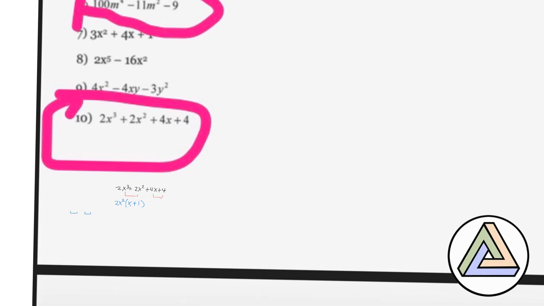All right. So if you're not sure, ask yourself 2x squared times what gives me this? Well, that would be x. 2x squared times what gives me this? Well, that would be 1. And then over here, this would definitely be 4, all right? Now, it is a positive 4, so you just write positive 4, in the form of plus 4.